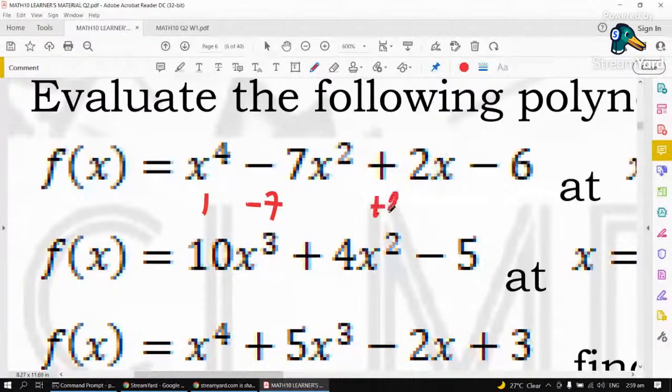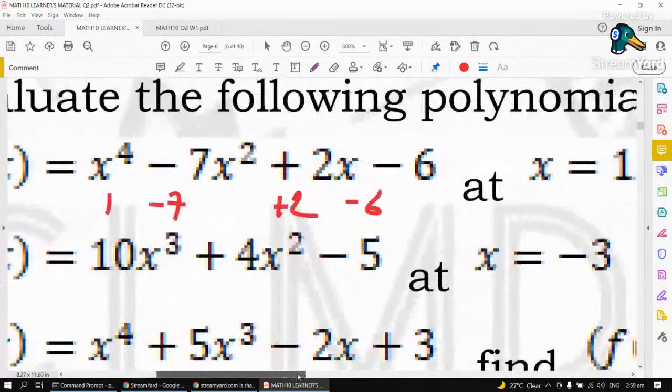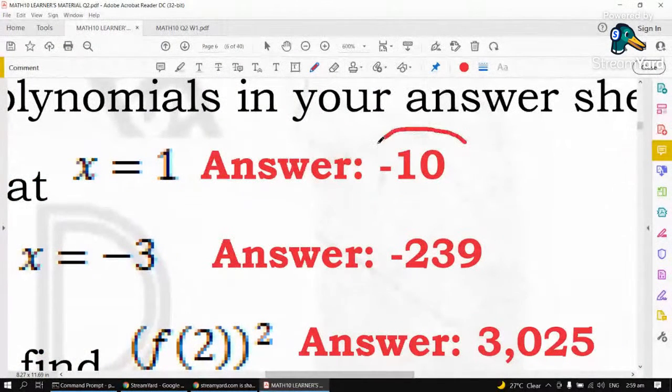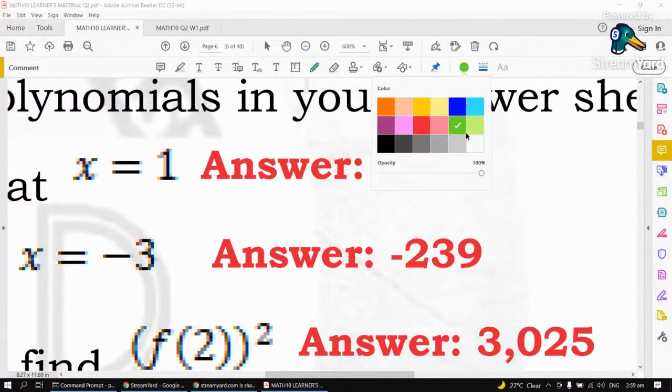Then, negative 6. So, 1 minus 7 is negative 6. Negative 6 plus negative 6 is negative 12. Negative 12 plus 2 is negative 10. Okay? Negative 10.